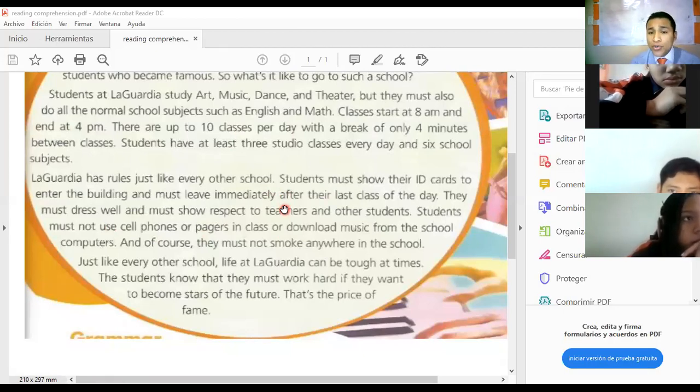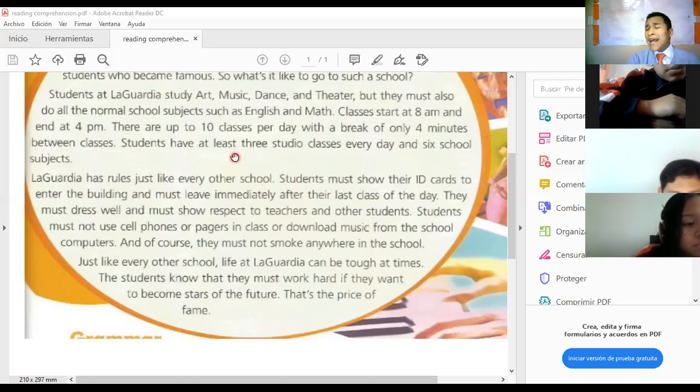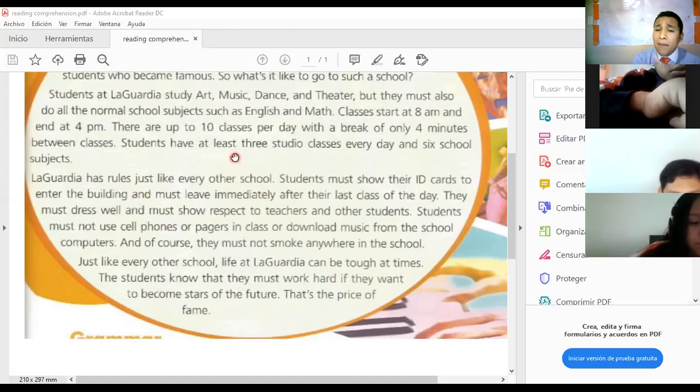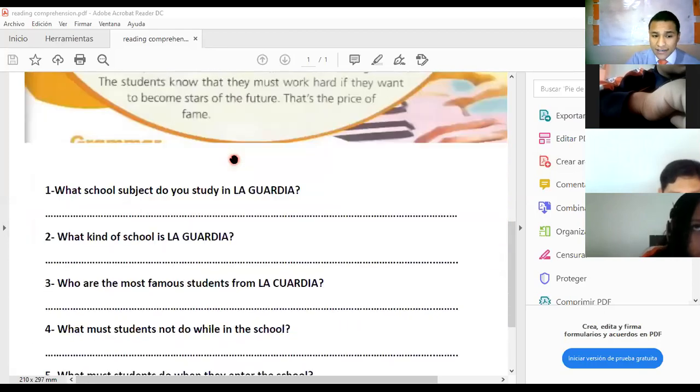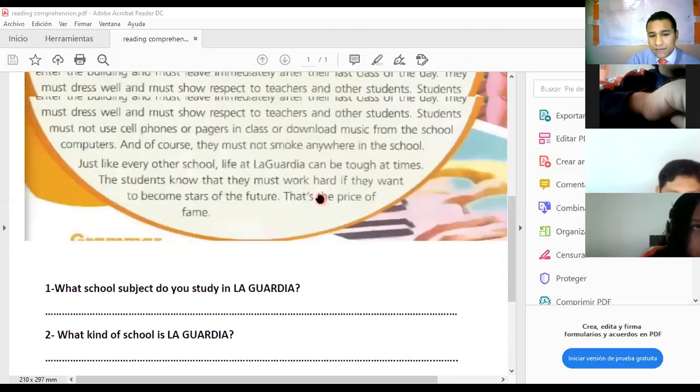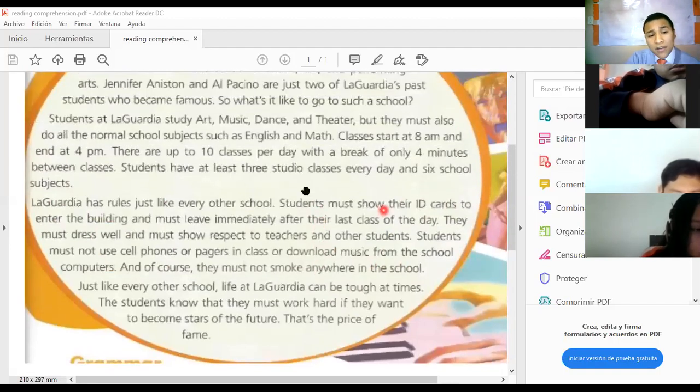What must the students do in La Guardia School? What are their obligations? What must they do, guys? Tell me, what do they have to do? What must they do in the school, guys?